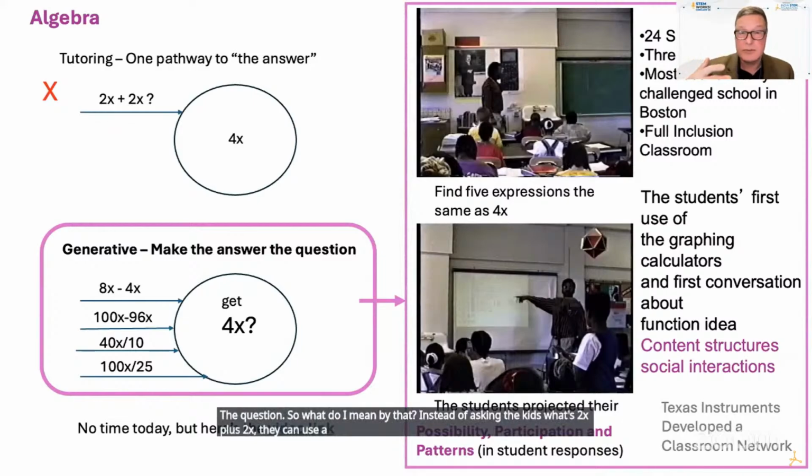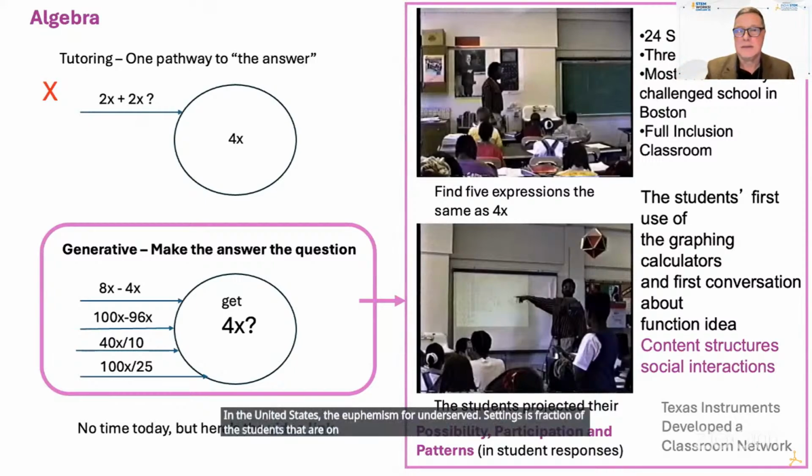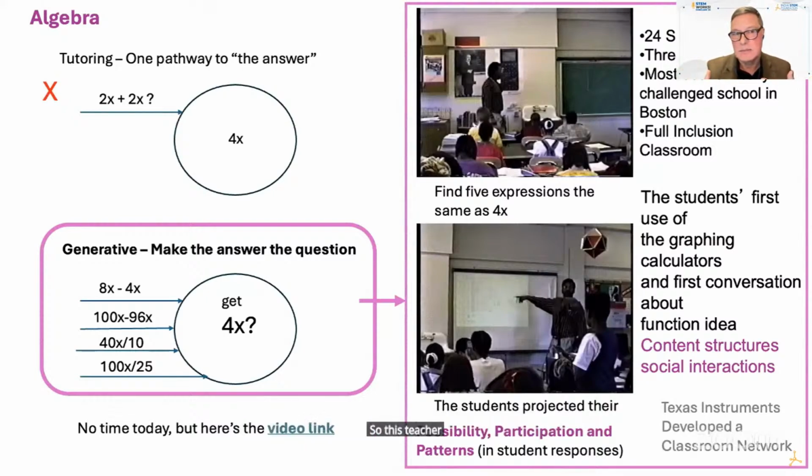This is a classroom in the United States where the euphemism for underserved settings is the fraction of students on school lunch. This is a school where it's 100% school lunch. There are 3 first languages. It's a full inclusion classroom, so there is a range of special education interventions. So this teacher asked the kids to create things that are the same as 4x. And I want 5 of them.